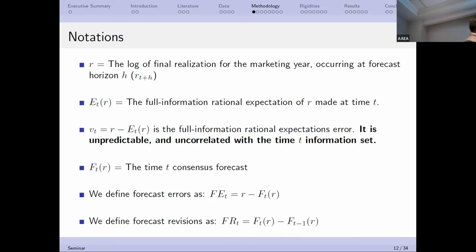However, in the real world, we do not have the full information rational expectation. We only have the forecast because there are a lot of information frictions or maybe strategic smoothing. And as a result, it results in some forecast error, which is different from the full information rational expectation error. So if the forecast error equals VT, the full information rational expectation error, that would mean that USDA forecasts are rational and, as a result, efficient.